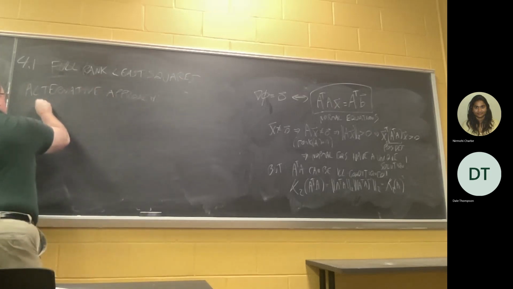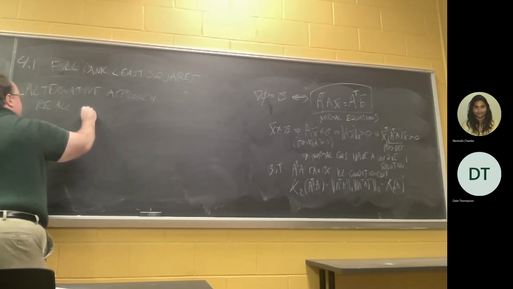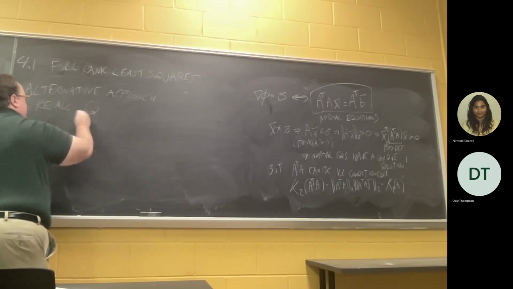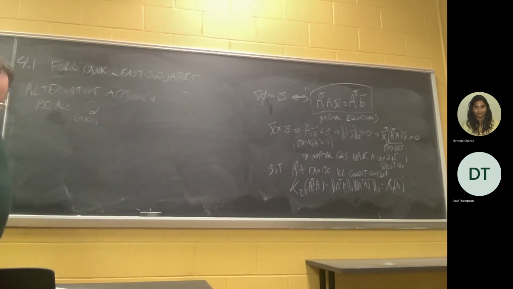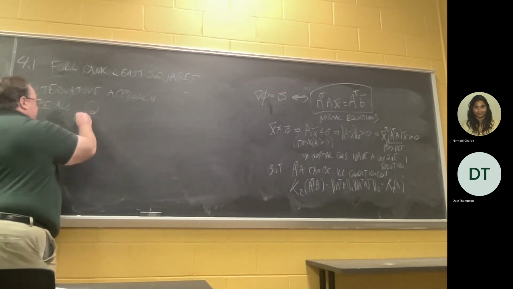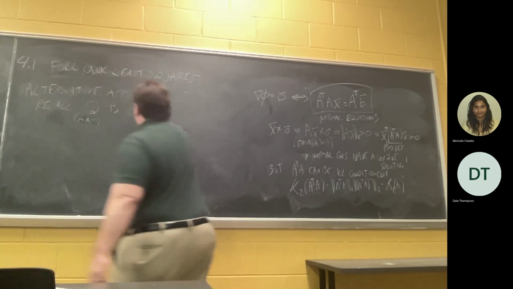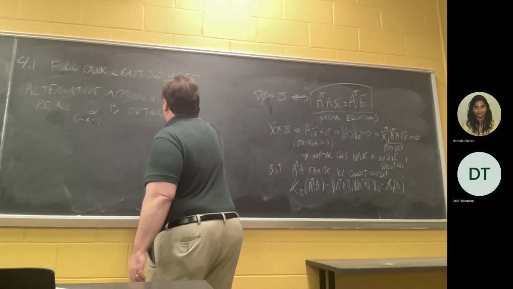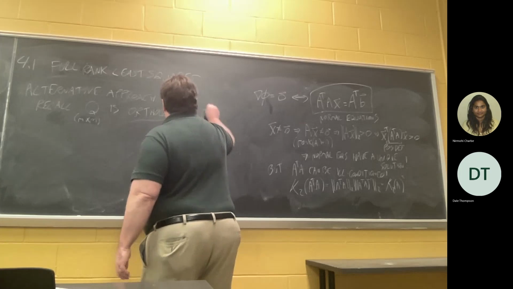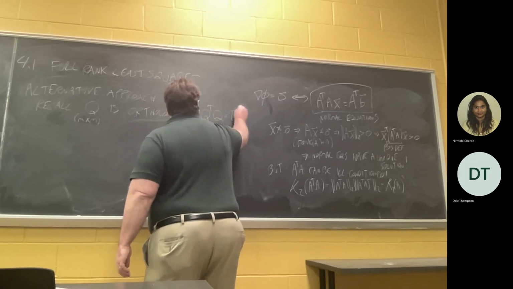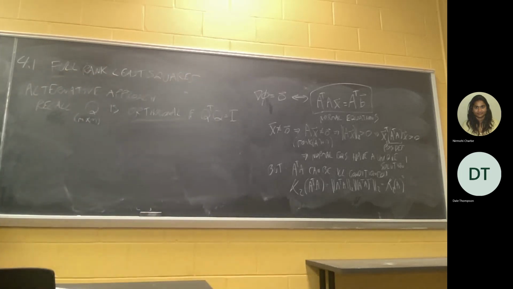So here we're going to use orthogonal matrices. Recall that a matrix Q, which, well, it's got to be square, we're going to assume it's M by M, is orthogonal if Q transpose Q is identity. Now, that means the inverse of Q is actually the transpose of Q. That's quite convenient.